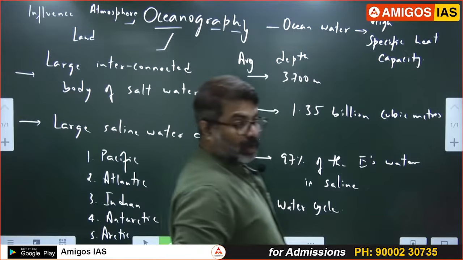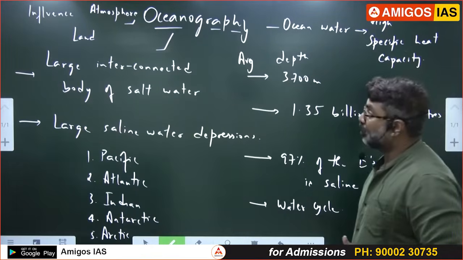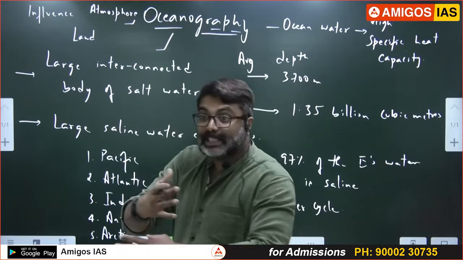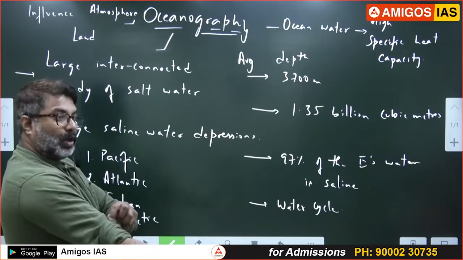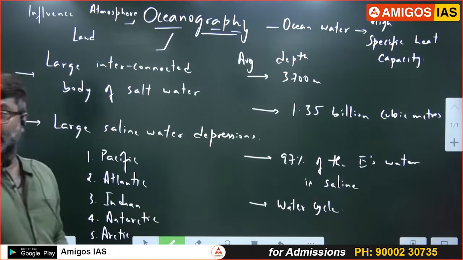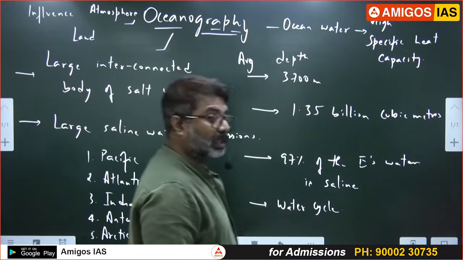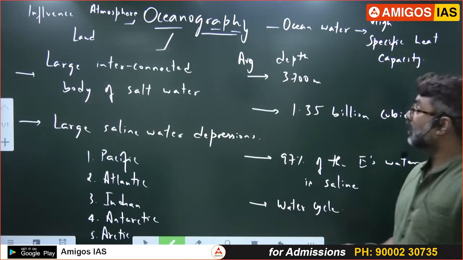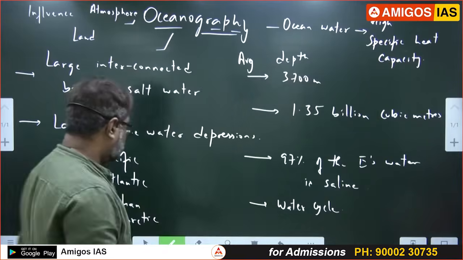So oceans play a very important role in shaping geography around the world. Please remember this. The second word, graphy, means description. Description of oceans is called oceanography. Please write: scientific description of ocean is called oceanography.